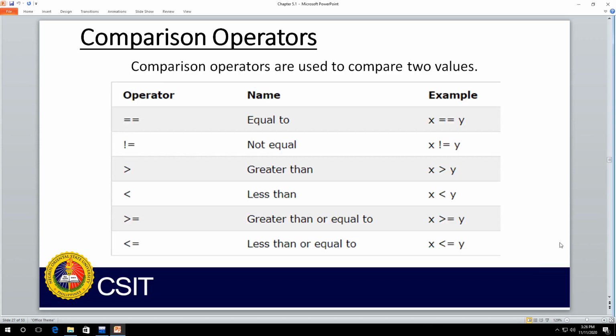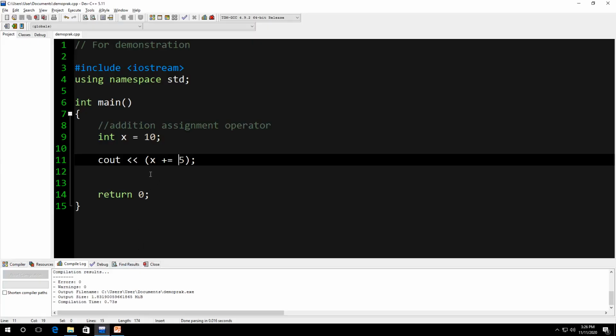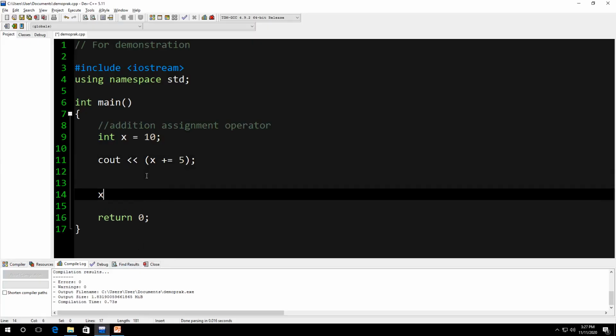Then we go to comparison operators. So you have this one. Comparison operators are used to compare two values. So for the double equal sign, you have this one is equals to. So this is not the same as x is equal to y, and as x is equal to y, that one.